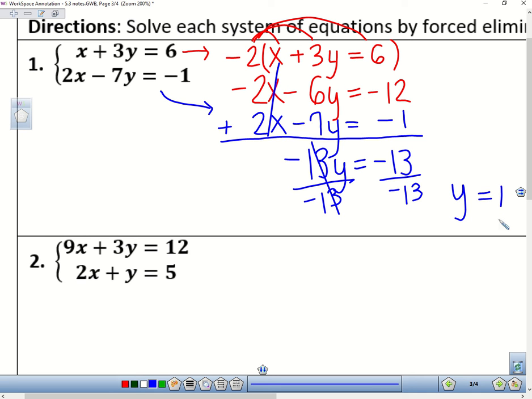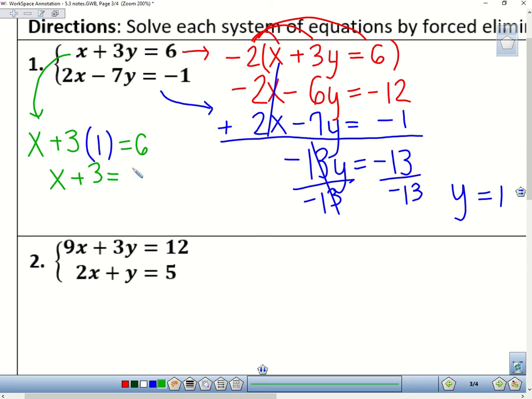So we found y, but we're not done because we have to go back and find what? X. So we're going to go back and find x. So I'm going to take this equation right here, and I'm going to plug in for y. That's going to give me x plus 3 is equal to 6.